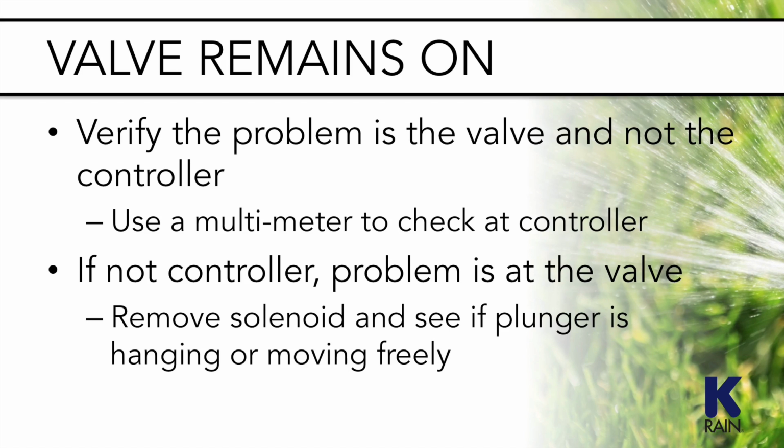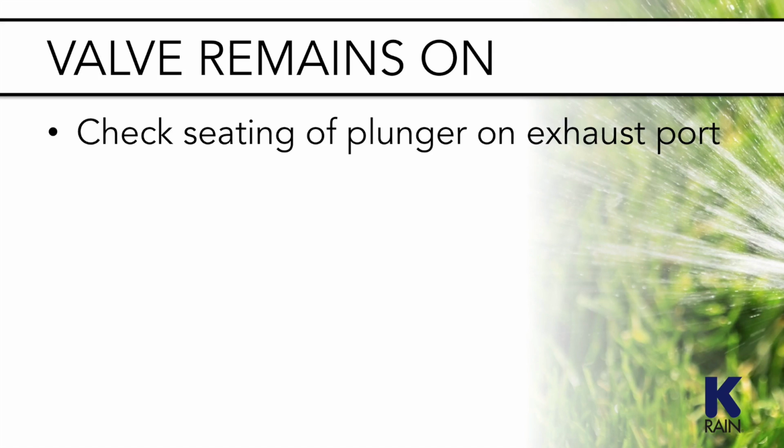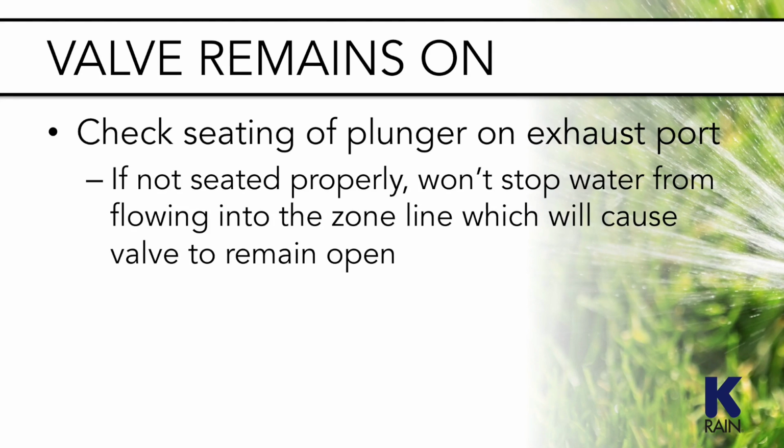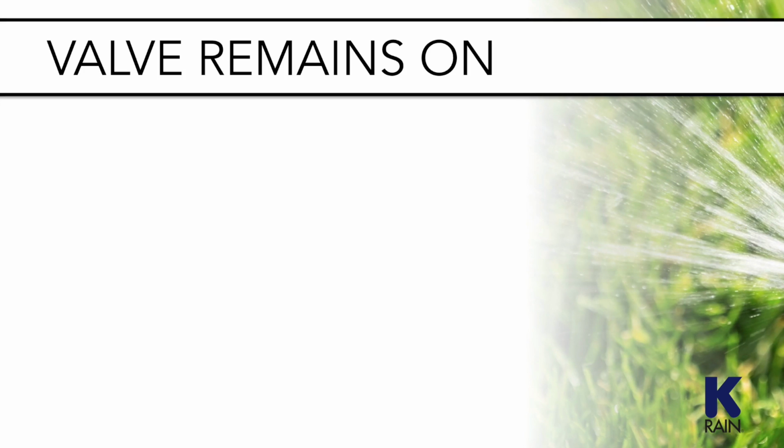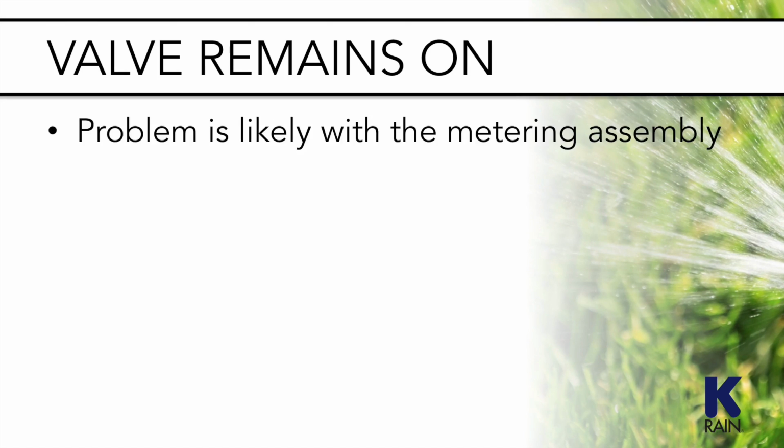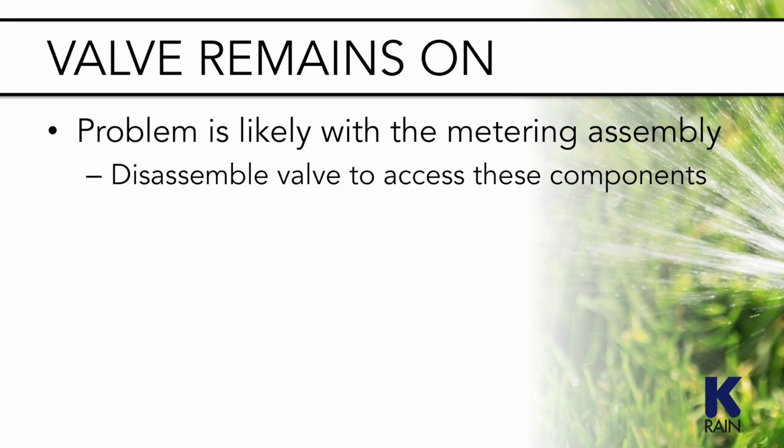Take off the solenoid and check to see if the plunger is hanging, or if it is moving freely. Debris can get into the solenoid and cause the plunger to get stuck, which will prevent the valve from closing. If this is the problem, rinse out the solenoid to free the plunger. The next thing to check is the seating of the plunger on the exhaust port. If the plunger does not seat properly, it won't stop water from the chamber above the diaphragm from flowing into the zone line, which would cause the valve to remain open. If the solenoid plunger is moving and seated properly, the problem is likely with the metering assembly or the diaphragm. Disassemble the valve to access these components.